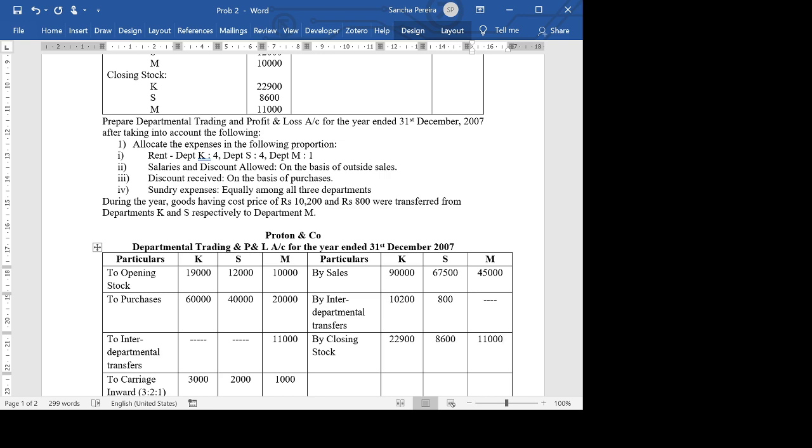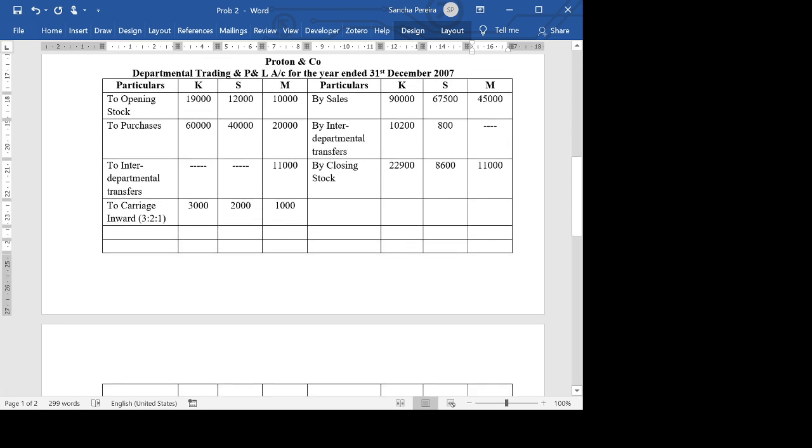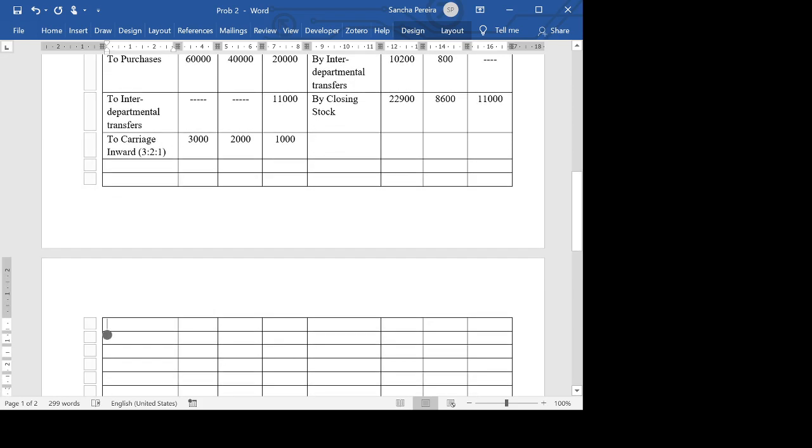Okay, so this is the trading account. Now we can either calculate the gross profit or gross loss right now, but I normally prefer to post everything and then do that. Just leave a line. You can have a gross profit or a gross loss, either. Some departments may have a gross profit, some may have a gross loss. So leave a line for that, leave a line for the total, and start with the profit and loss items.